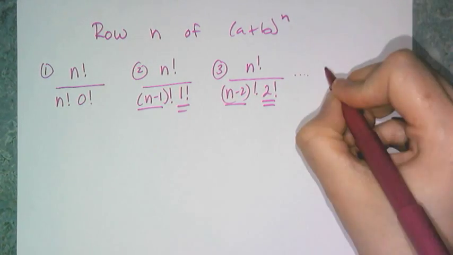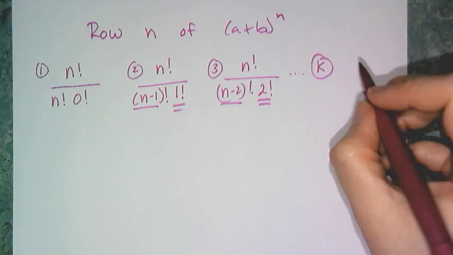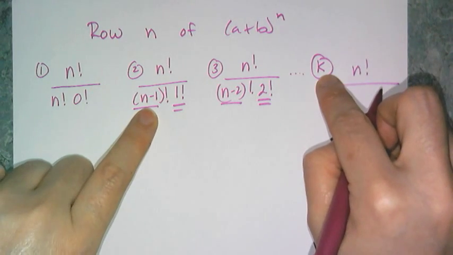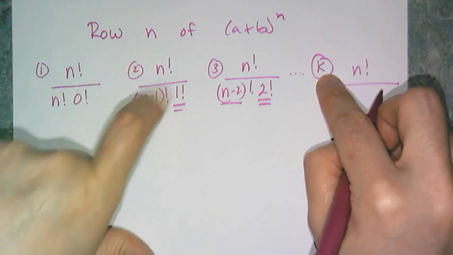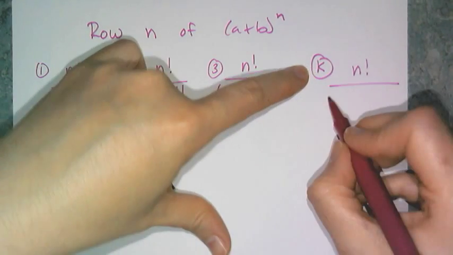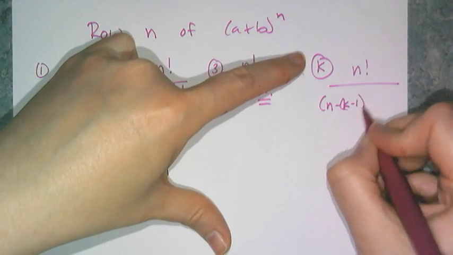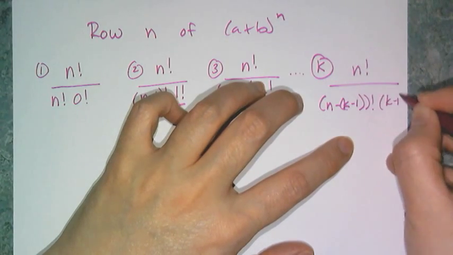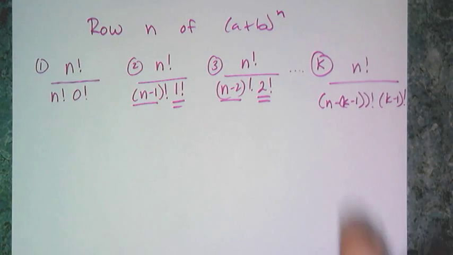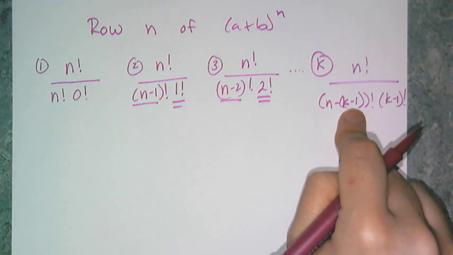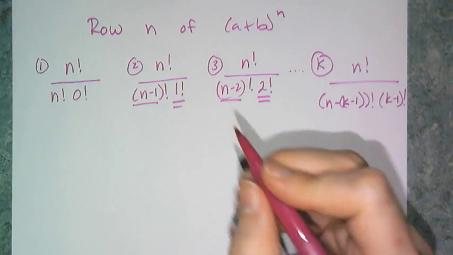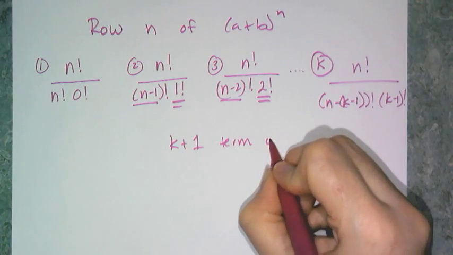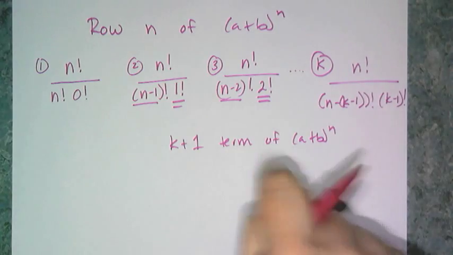Now if I want to scooch to the kth term, right, I have n factorial over, and then the kth term is not going to be n minus k, because the second term was n minus 1, the third term was n minus 2, so it's going to be 1 less, so it's n minus k minus 1 factorial, so it's 1 fewer than k, right? And this is going to be k minus 1 factorial. Now that is not pleasant to write at all, so instead of thinking of it as the kth term, you can also make this look nicer by saying the k plus 1 term of a plus b to the nth power by just shifting it, because that minus 1 is annoying.